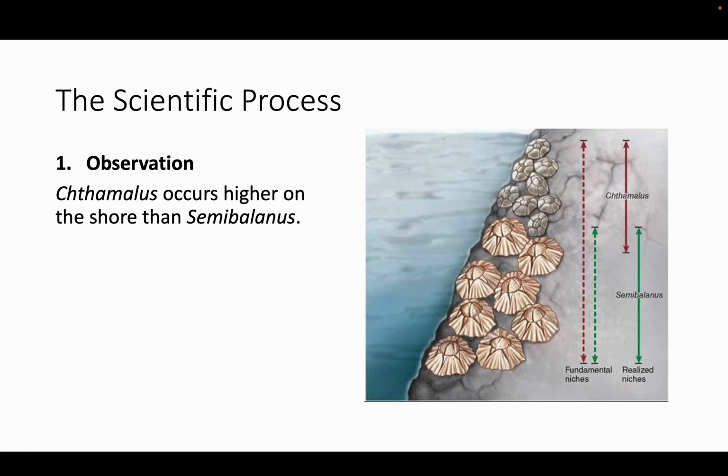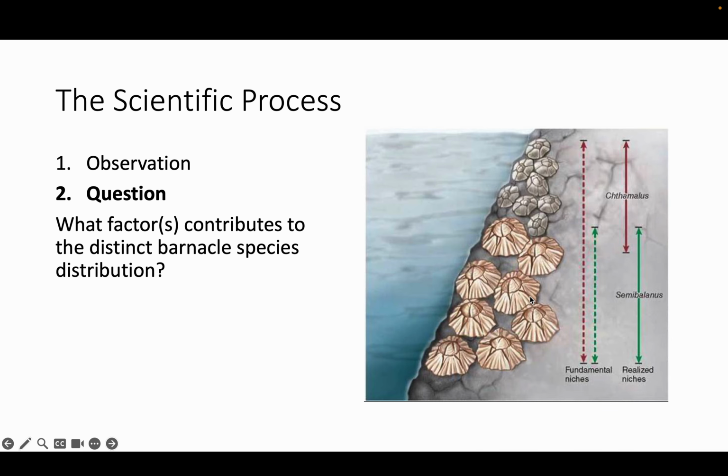So that's just his first observation. He also noticed that the Chthamalus were the smaller barnacle species, and the Semibalanus were the larger barnacle species. So after his observation, this leads to his question. Then he started to wonder, what is the reasoning for this distinct distribution? What's behind it?